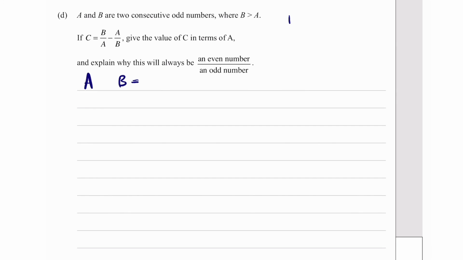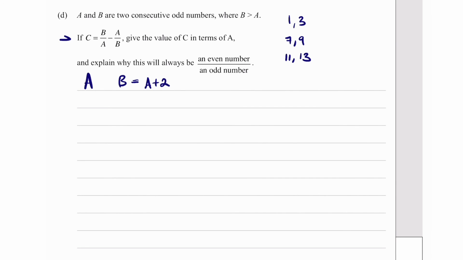So if A was 1, then B would have to be 3. If A was 7, B would have to be 9. If A was 11, B would have to be 13. Right? So what's the relationship here? Whatever A is, B is 2 greater. So B is equal to A plus 2.